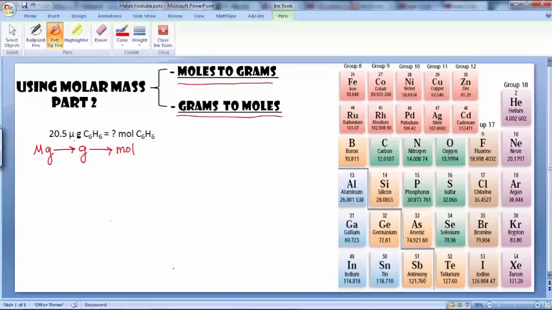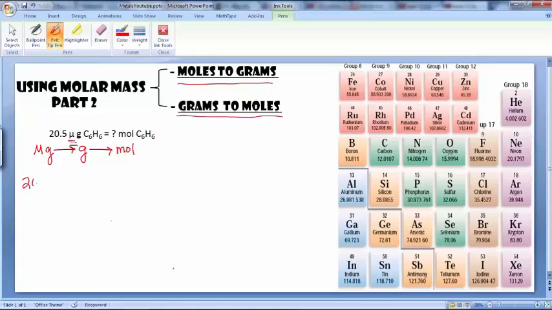Do not let these prefixes confuse you. We've already done a significant amount of converting in chapter 1, and that was the reason for converting, because you will do this throughout 141 and 142. Okay, so you have to be very familiar with your metric prefixes. So let's tackle this problem.